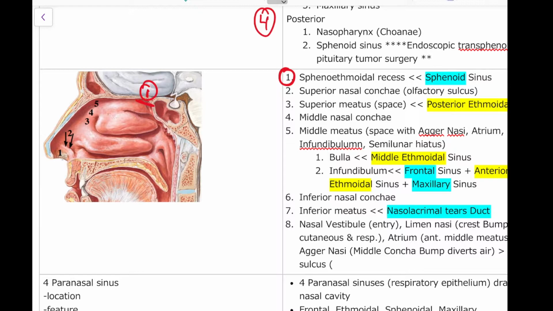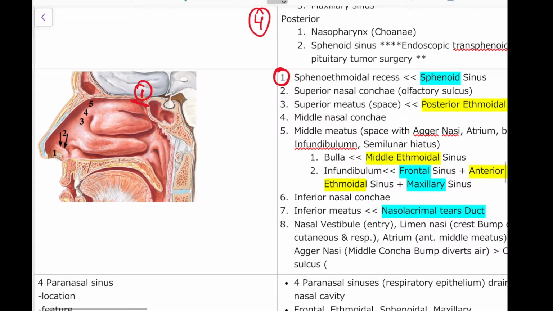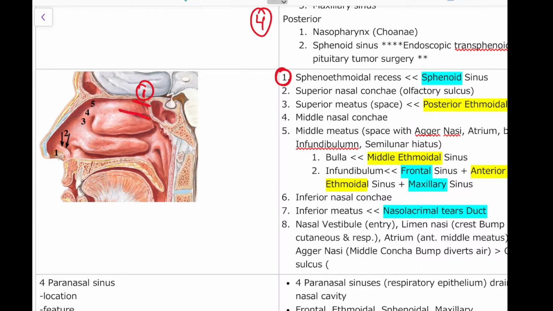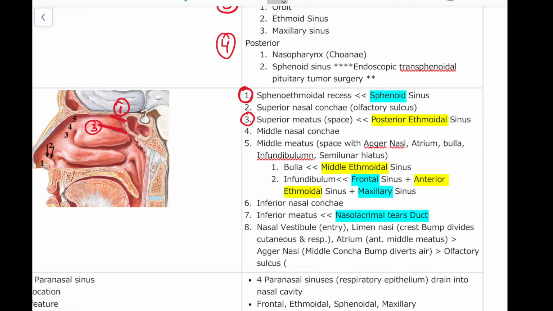Then we have the superior nasal concha up top, but it has the meatus underneath it, and the meatus here, number three in our case, will give us the opening of the posterior ethmoidal sinus. So this is kind of weird in that sense, that the posterior ethmoidal sinus will be up top here in the superior meatus.